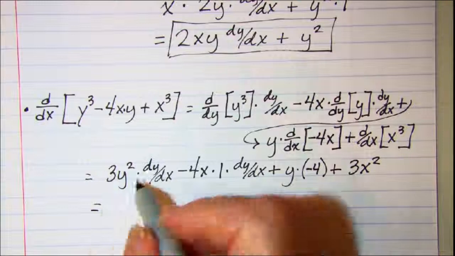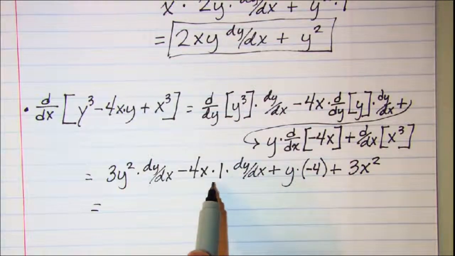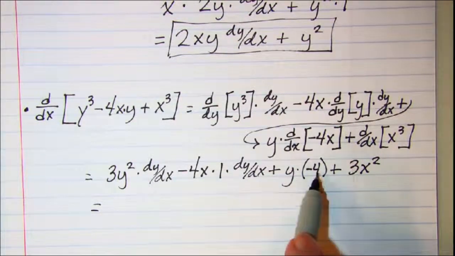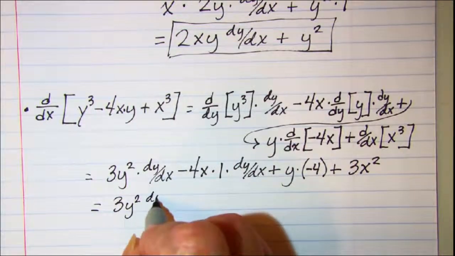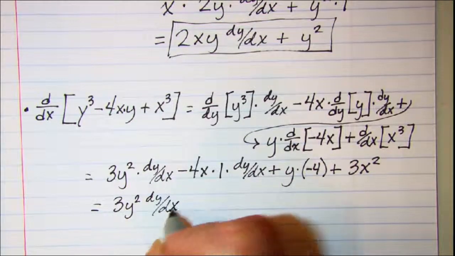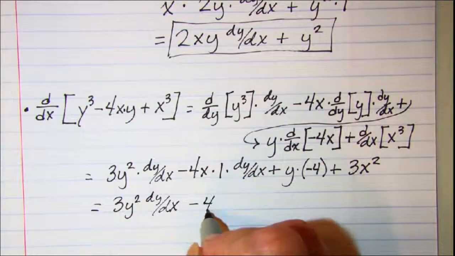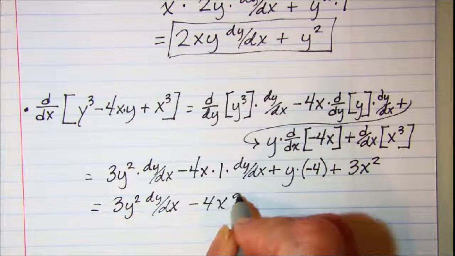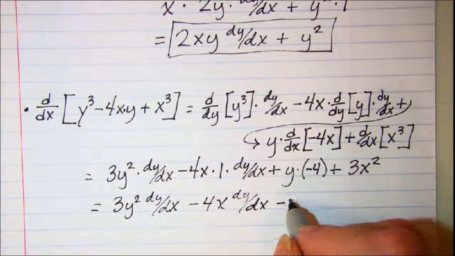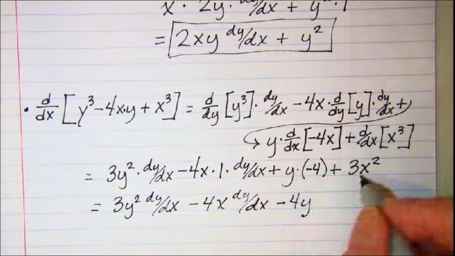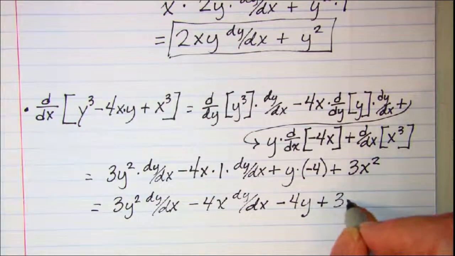So we can simplify just a little bit because of this multiplying here. We have 3y squared dy dx minus 4x dy dx minus 4y plus 3x squared.